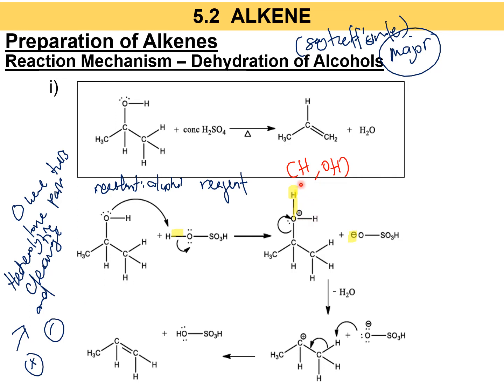Lepas tu this is what we call, this whole thing yang O plus H2 ni, H2O plus ni, we call it as protonated alcohol. Kenapa kita panggil dia protonated alcohol? Sebab alkohol tu supposedly OH, tapi bila dia buat lagi satu bond dengan H, dia jadilah protonated alcohol, sebab dia ada tambah additional hydrogen. Hydrogen kan proton.